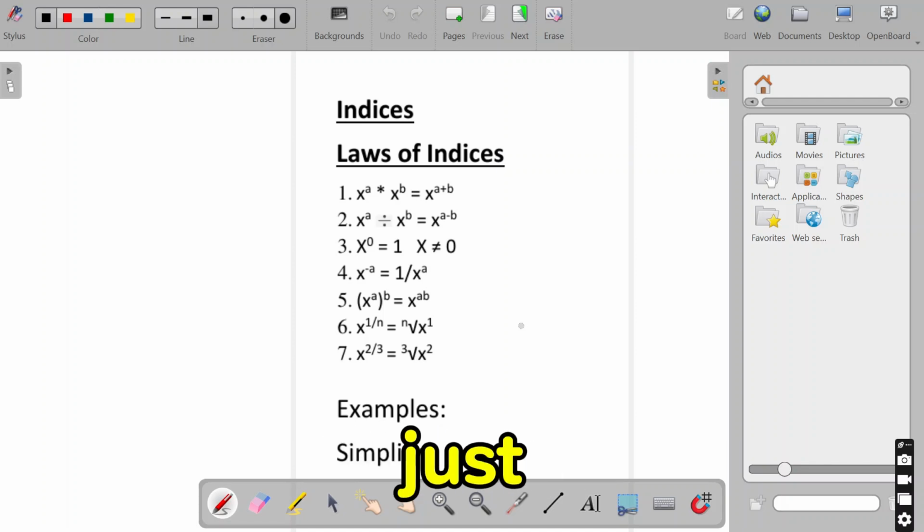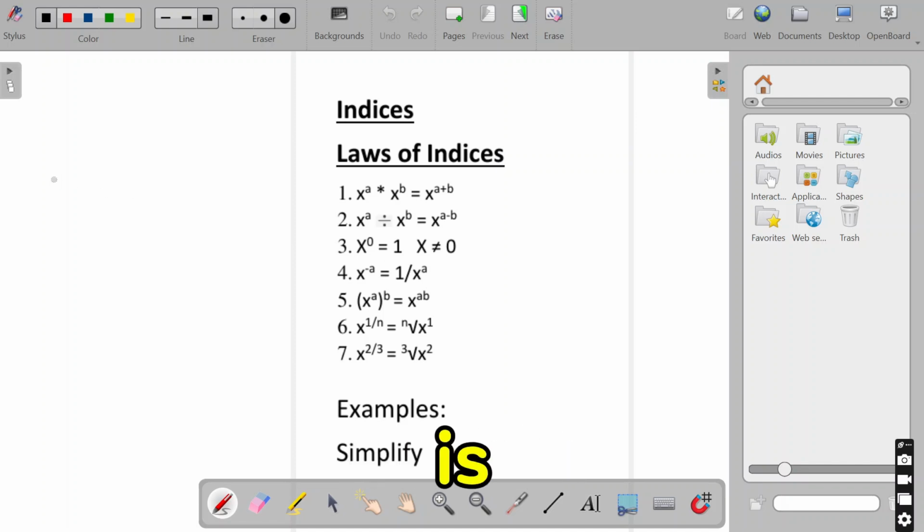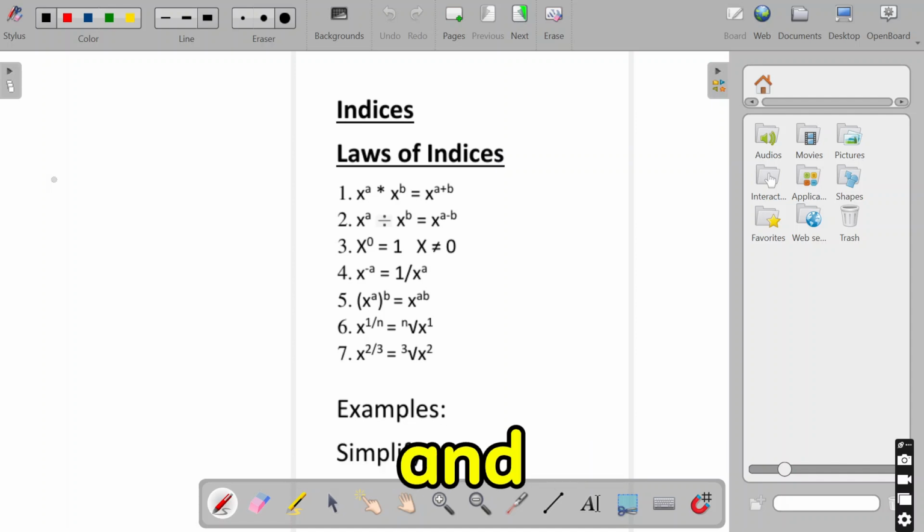But for today, I just want to quickly touch on law number 6 and law number 7. I would want to explain in detail what it is and what we are expected to do for law number 6 and law number 7. So I start with law number 6. We have x raised to power 1 over n.